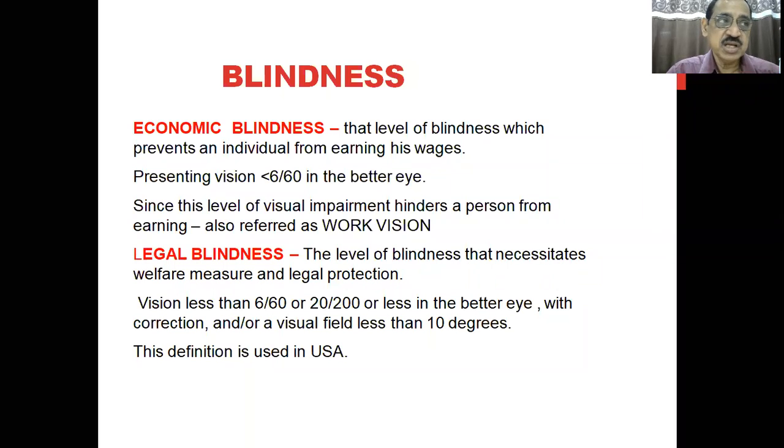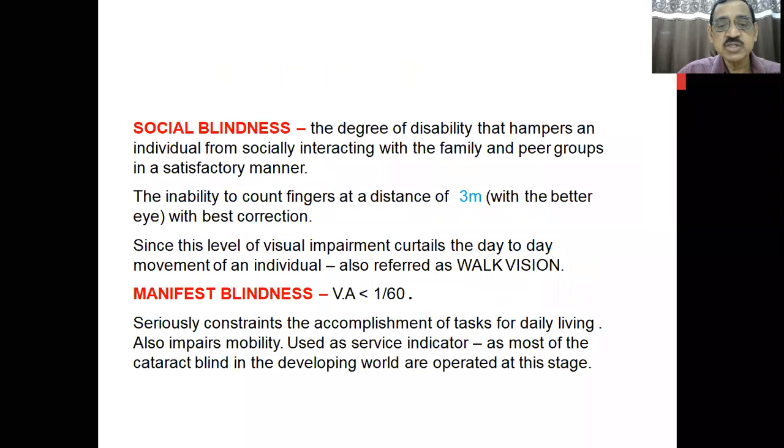Vision less than 6/60 or 20/200 or less in the better eye with best possible correction, or visual fields of less than 10 degrees, comes under legal blindness, okay. This definition is normally used in the United States of America, where certain financial measures and other social measures are given to these people who have legal blindness, that is vision less than 6/60 or 20/200 or less in the better eye with the best possible correction, or a visual field of less than 10 degrees. The other one is social blindness.